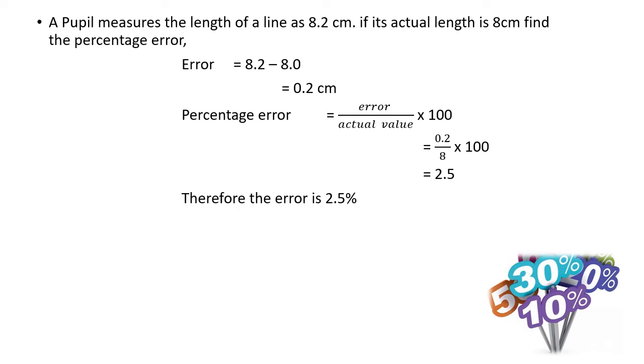Now you have to learn this equation by heart also. How to find the percentage error? Percentage error equals error divided by actual value, multiplied by 100. Here the error we found is 0.2. Divide it by the actual length 8, times 100. The final answer is 2.5. So you have to write it as a percentage, 2.5%.